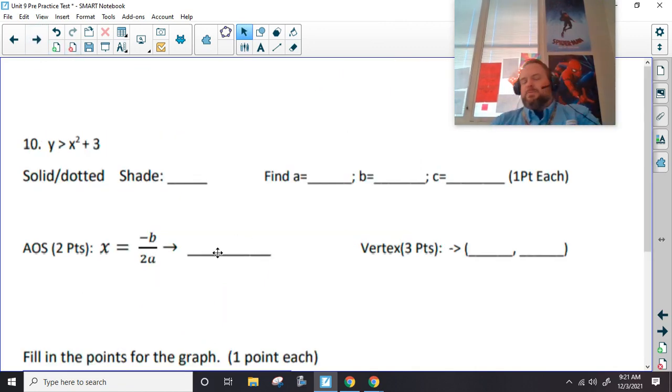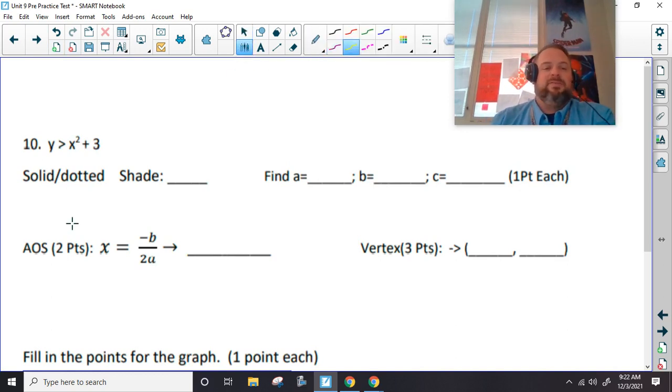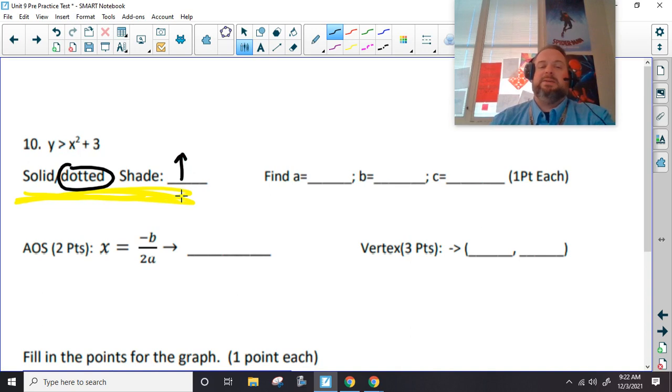All right, this is what we covered yesterday, which the only new part for this is this part right here. We still get 1 point for this part right here. All right, so first of all, is this solid or dotted? This is dotted because there's not a line underneath the inequality sign. Okay, which way do we shade, up or down? Up, because the y is being eaten.